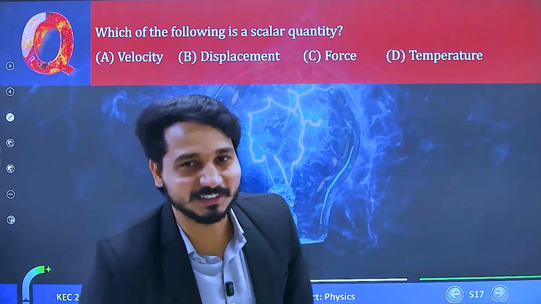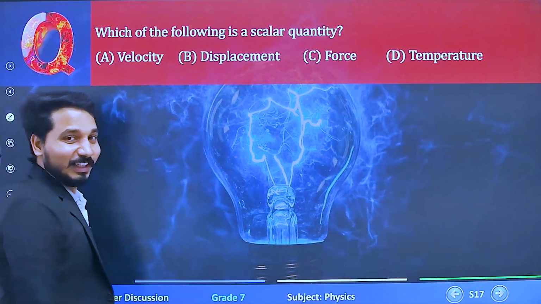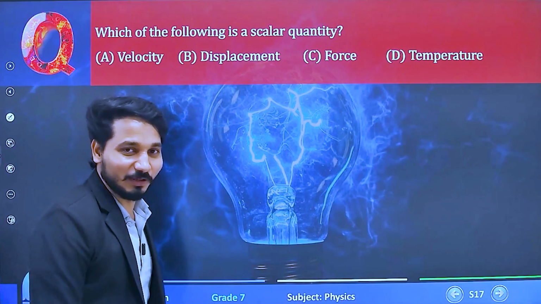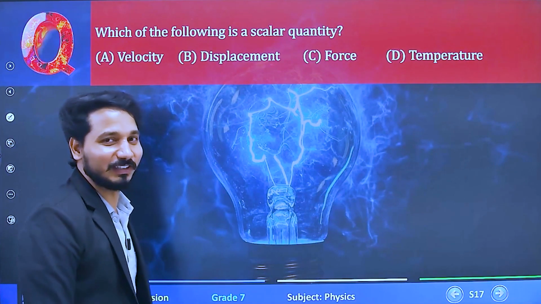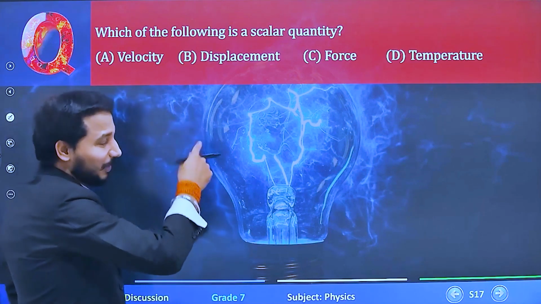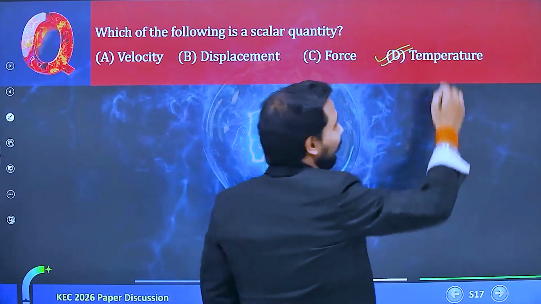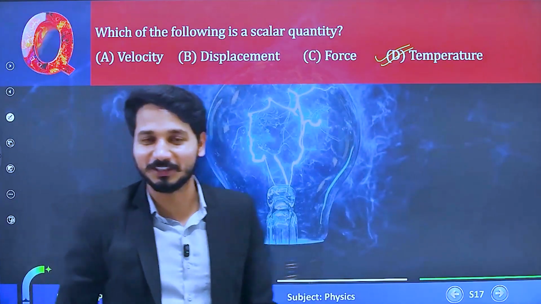Which of the following is a scalar quantity? Scalar quantity it is asking. During our running classes also we have discussed this. Velocity is vector, displacement is vector, and force is vector. Temperature is the only physical quantity which is scalar out of these 4 options.